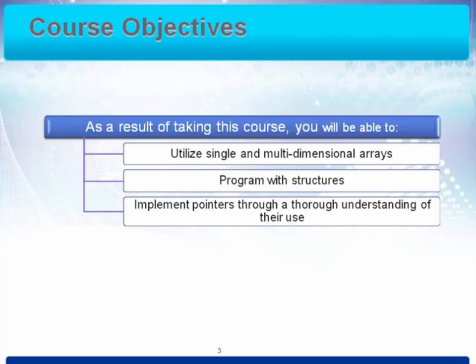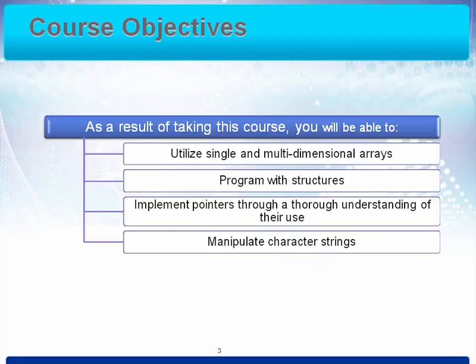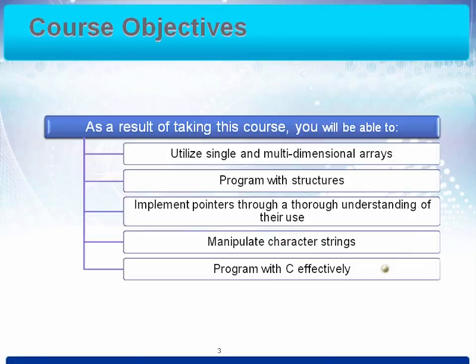We're going to implement pointers, which is a big thing in C, and we're going to make sure that you have a thorough understanding of what they are, how they're used, and what their advantages are, and really what's going on. Pointers is one of the big places in C where people don't really understand them. They get in trouble right away. But they're very powerful, and there's a lot of really exciting things you can do with them. So we're going to give you a really good understanding of pointers. We're going to be dealing with character strings and how to manipulate them. And we're going to teach you, as usual, to program with C effectively, efficiently, and just really understanding what's going on.